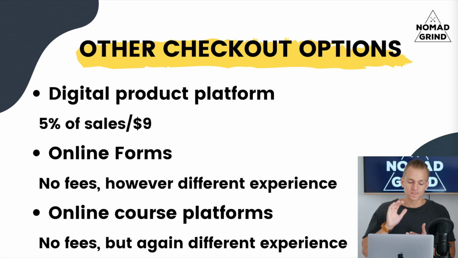So first of all, you have digital product platforms. These are platforms that allow you to accept payments and deliver digital products right there and then. For example, if you have your WordPress website, you could use one of these digital product platforms, accept payments through it, and send out whatever you're selling through the platform automatically.